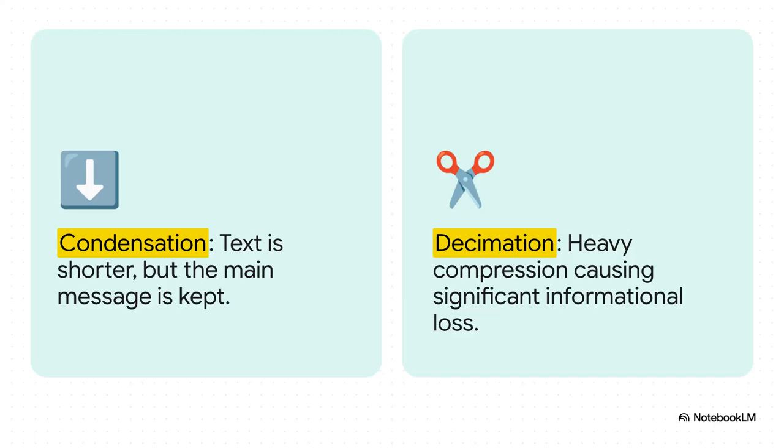To put that into perspective, look at condensation versus decimation. Condensation is a harmless trim. Decimation is a brutal cut. If an actor delivers a massive, fast-paced monologue and there's only time to read 5 words, the subtitler must decimate the text, leaving noticeable gaps in the narrative just to keep up with the frame rate.